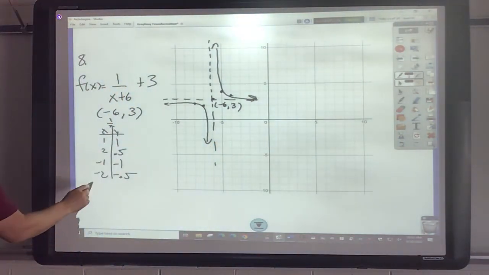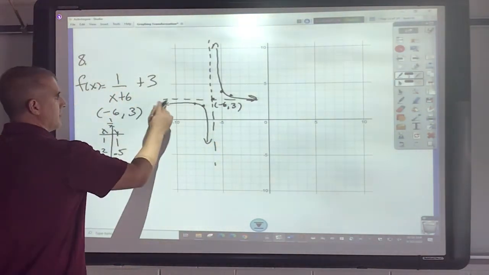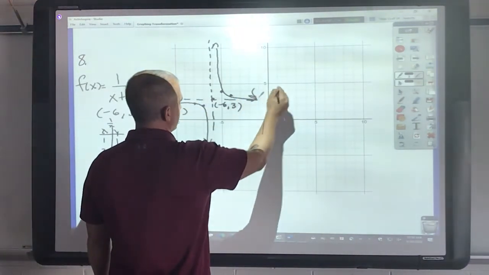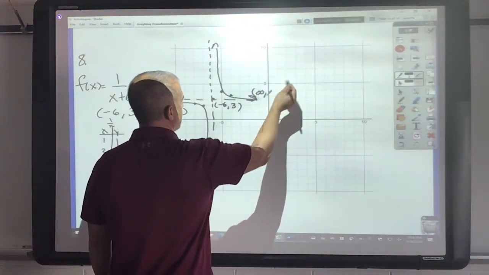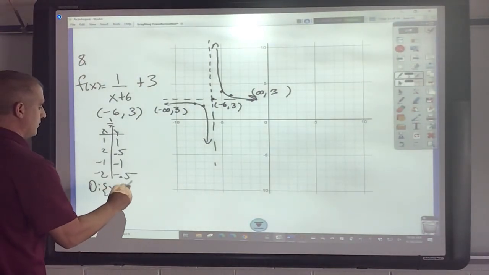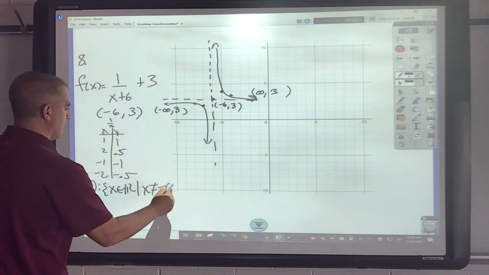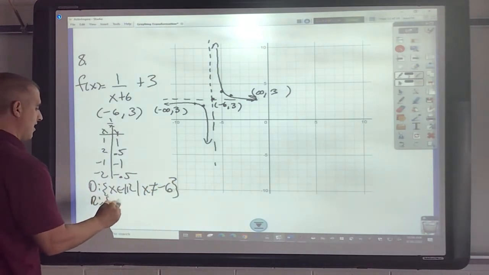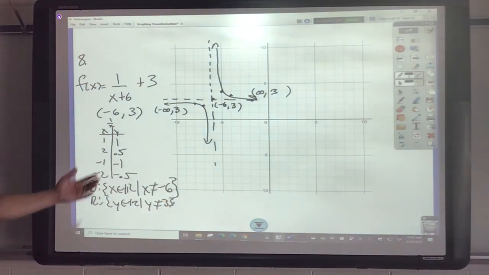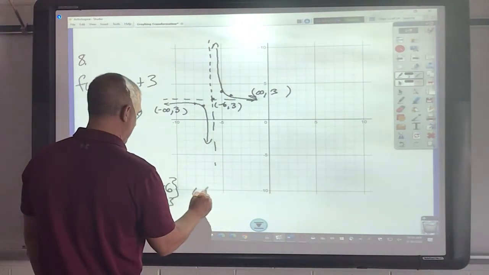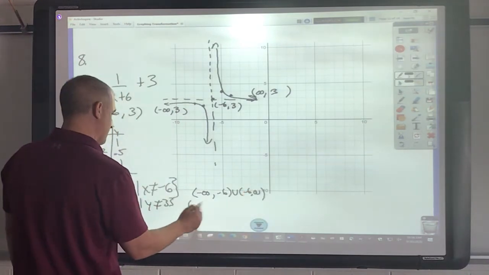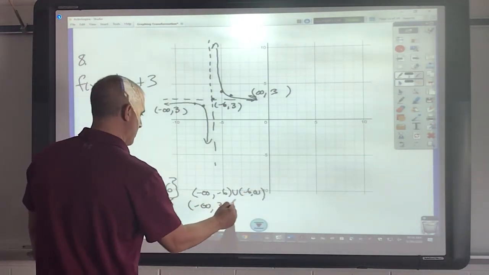Okay? So for the domain, okay? All right, so with the rational, this is a concept: negative infinity, this is leveling at 3, this is positive infinity, it is leveling at 3. So for the domain, this is gonna be all real numbers, except x can't be -6. For my range, it's an element of all real numbers, but my y can't be 3, okay? If you wanna do the interval notation for that, it would just be negative infinity to -6, union -6 to infinity. If you wanna do the interval notation for that, it's negative infinity to 3, union 3 to infinity, okay?